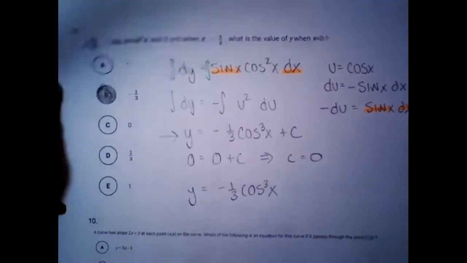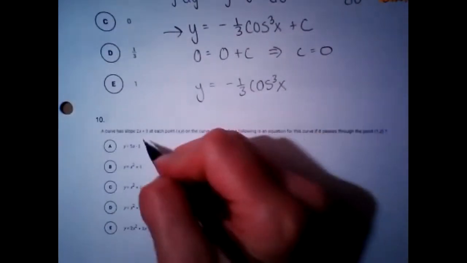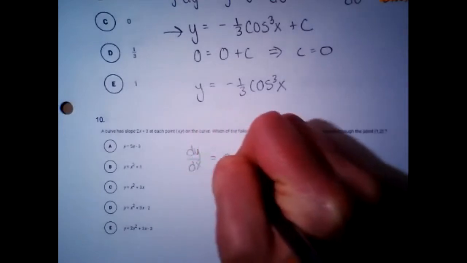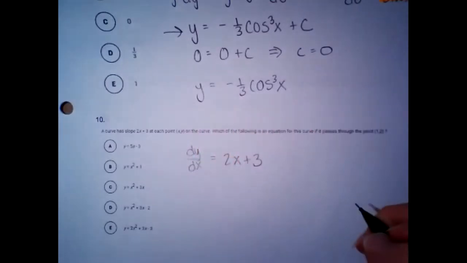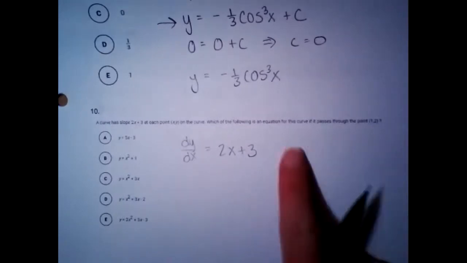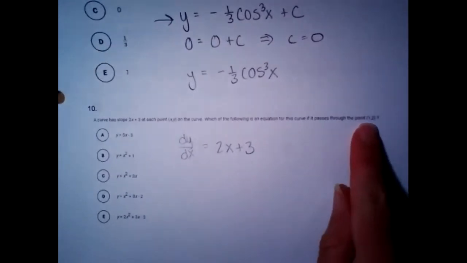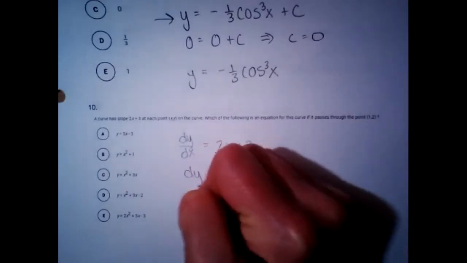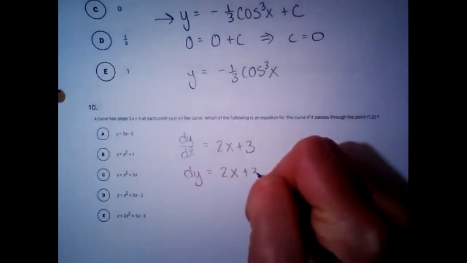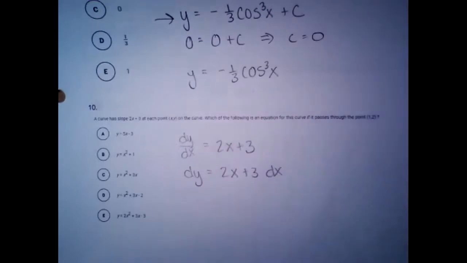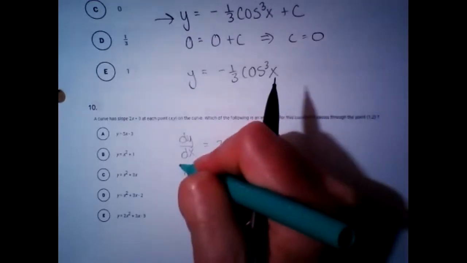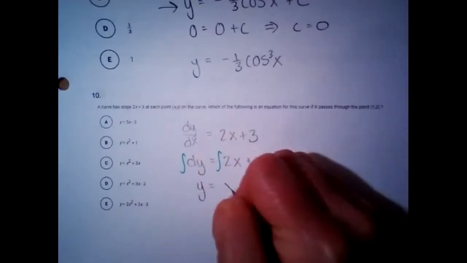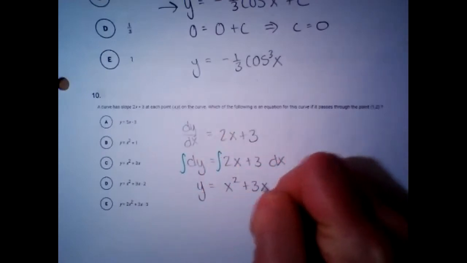And then last one, it says a curve has a slope of 2x plus 3. So that means my derivative is 2x plus 3. We want an equation with the initial condition 1, 2. So I'm going to multiply over the dx. And then do the antiderivative. So this would be y equals x squared plus 3x plus c.